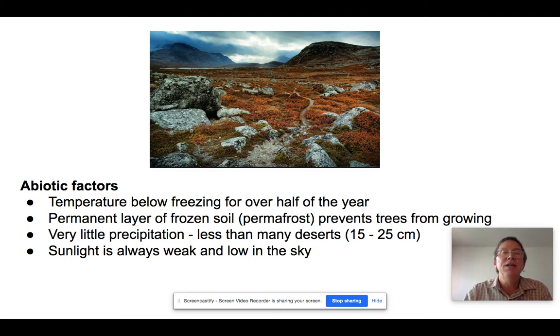And the other thing is that the reason it's this way is because the sun is always very low in the sky. Now we're going to talk about the effects of sunlight on temperature and what's called productivity in a later lesson. But for now, let's just say the sun is always going to be low in the sky, and that's the reason why we have these cold temperatures.